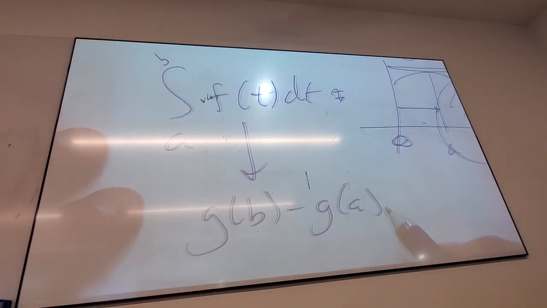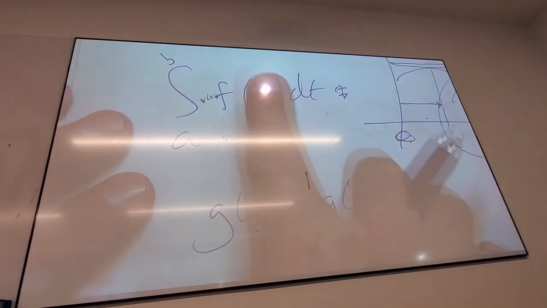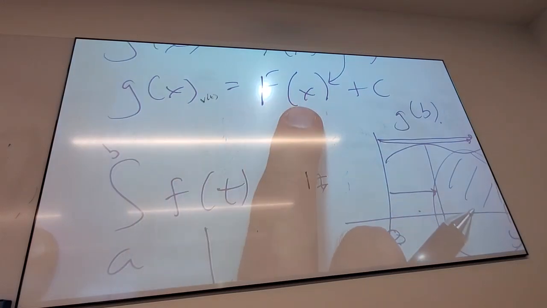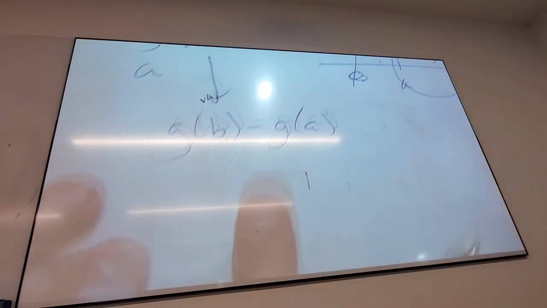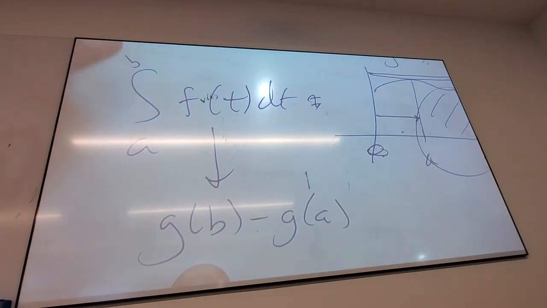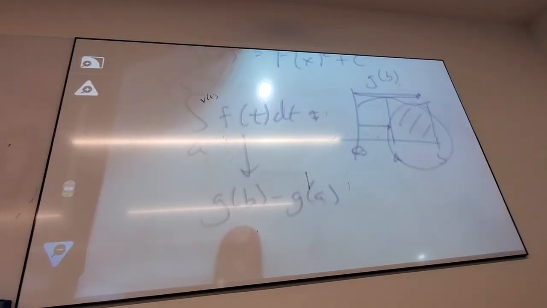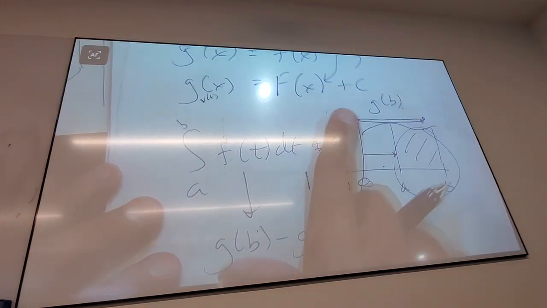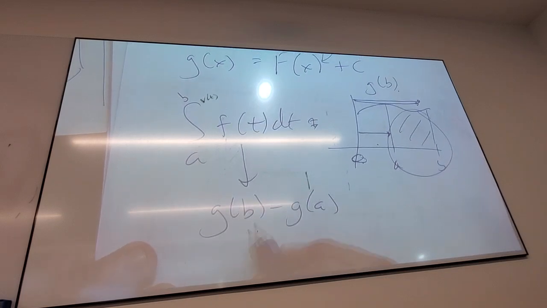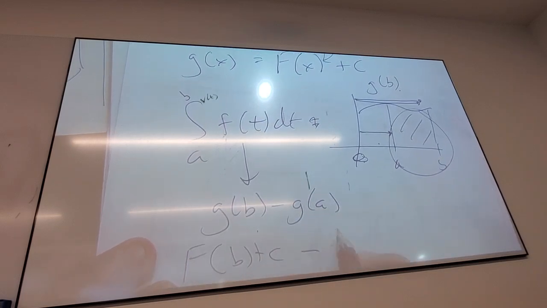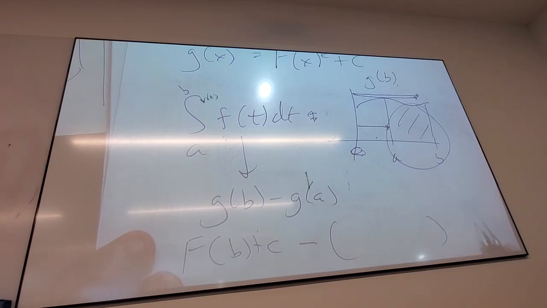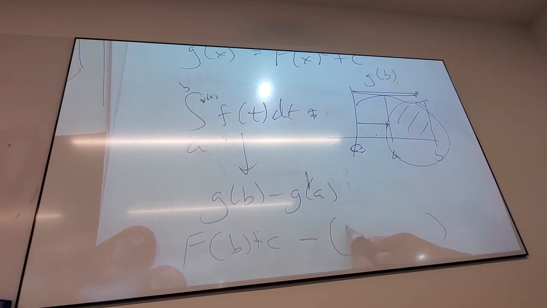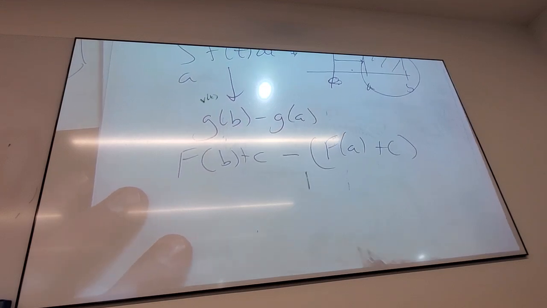What did we just say g of x is? Big F of x plus c, correct? So what's g of b? G of x is big F of x plus c. What's g of b? Big F of b plus c. Minus, what's g of a? Big F of a plus c. And what do the c's do? Cancel.